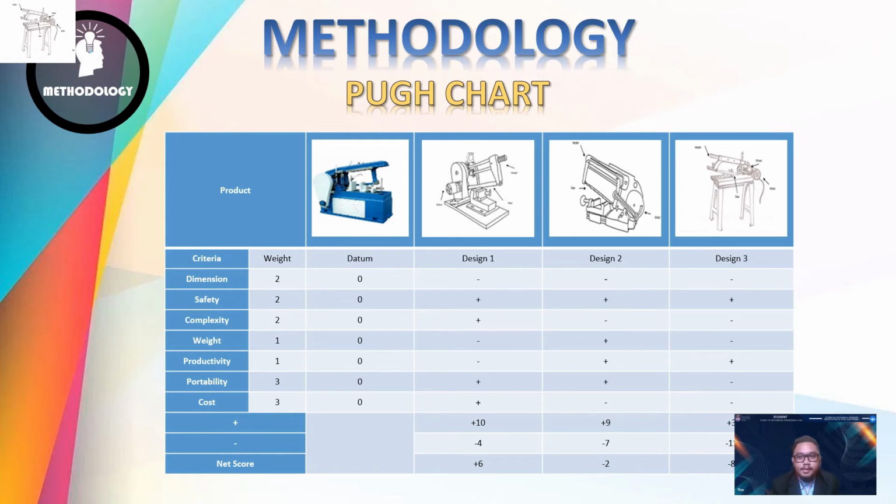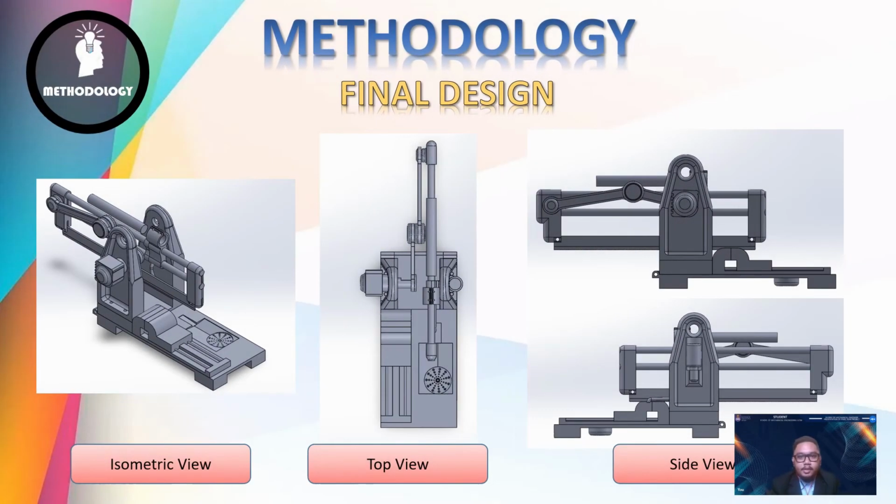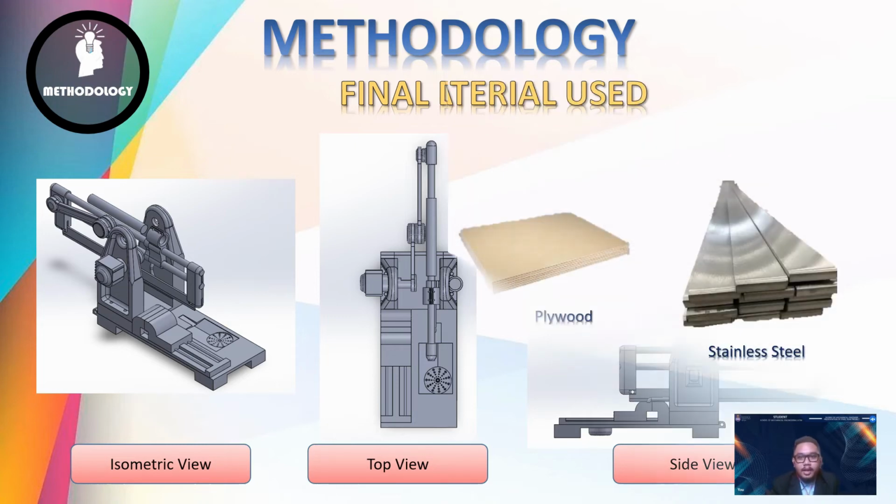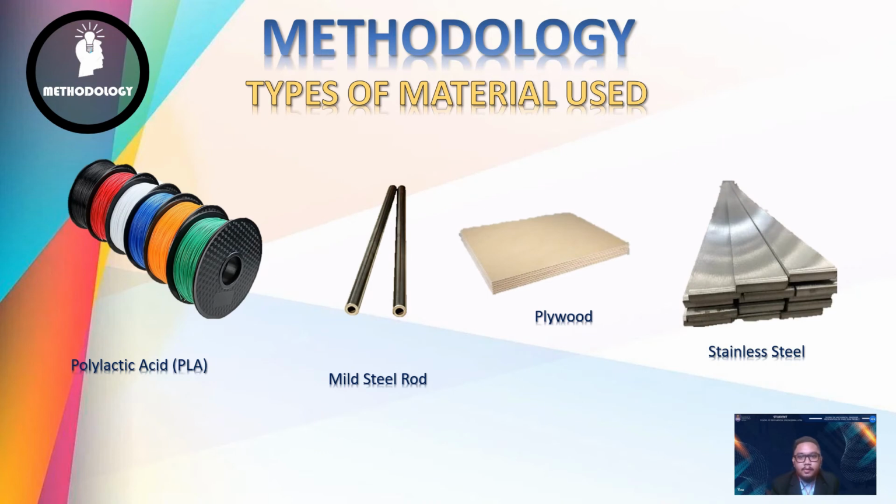So this is my final design. As we can see, the first is the isometric view, the second is the top view, and lastly the side view. For the materials that I chose for this product, first is polylactic acid, called PLA, which is used in 3D printing to print the parts. This material is the cheapest and lightweight.